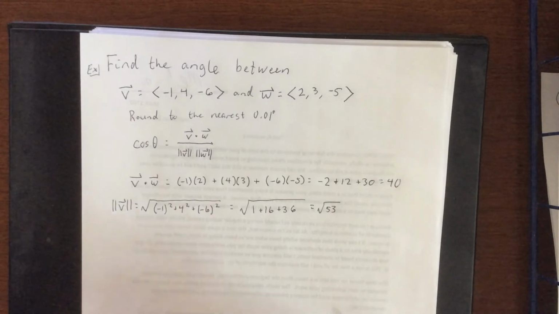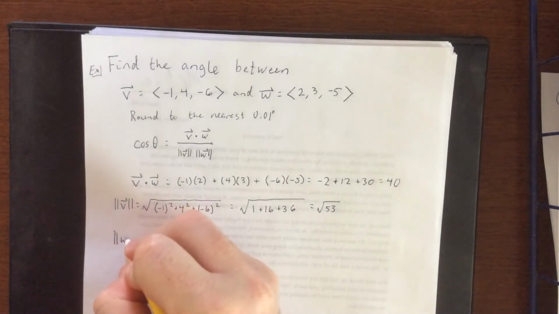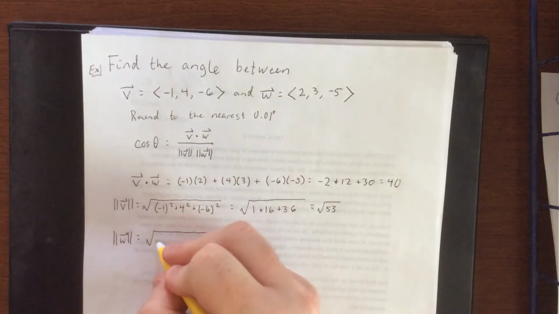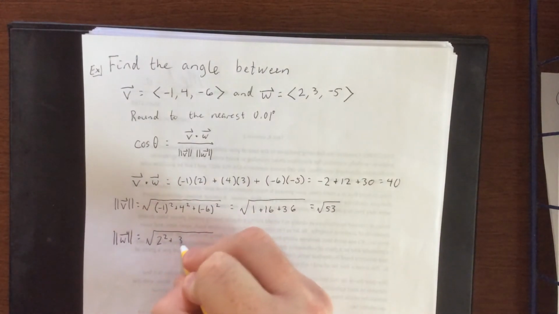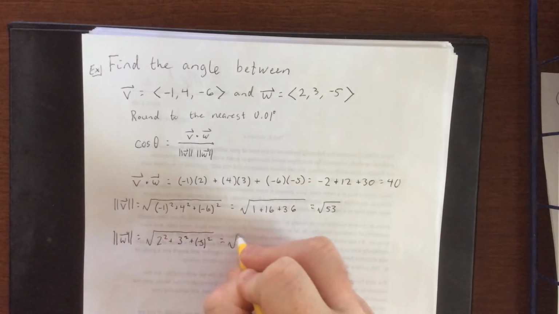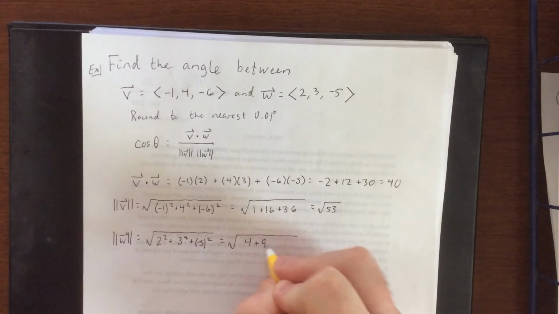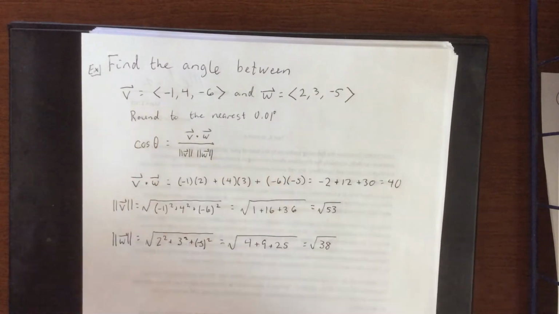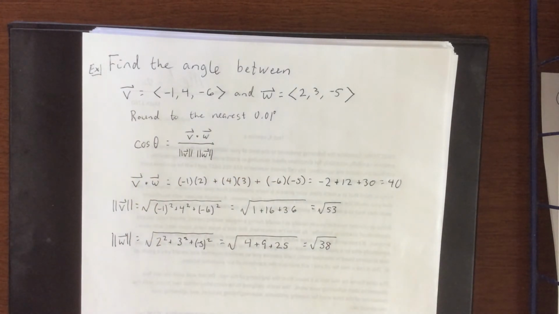Now with that in mind, let's try this out with the magnitude of w as well. So we'll be squaring 2, squaring 3, and squaring -5. That'll give us 4 plus 9 plus 25. Final answer there of the square root of 38.